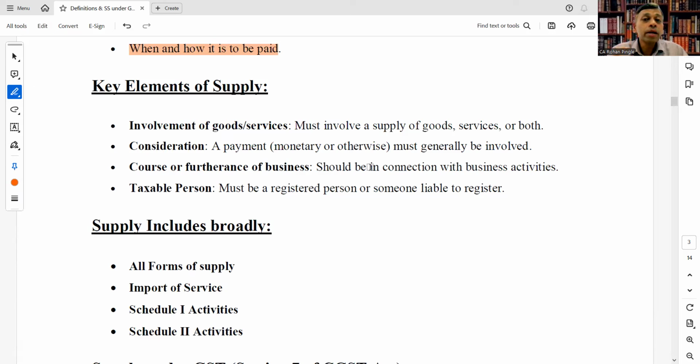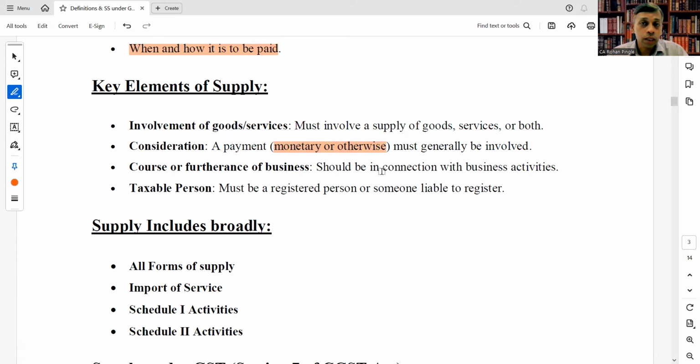Then the second element is consideration. A payment, monetary or otherwise, must generally be involved. It is not compulsory, but must generally be involved. Consideration or payment, monetary or otherwise, is also a part. The next element is course or furtherance of the business, which should be in connection with business activities.